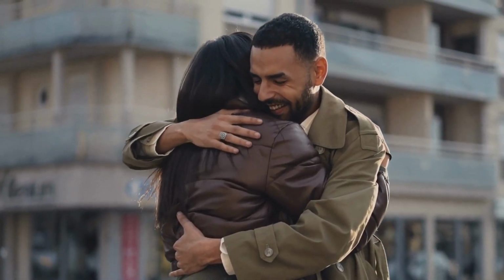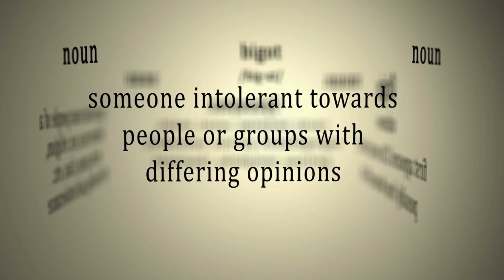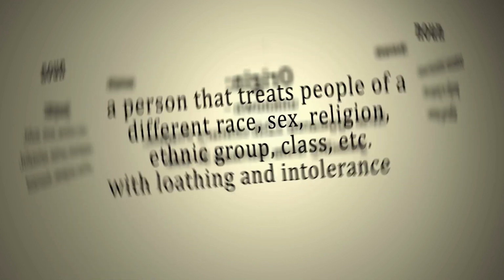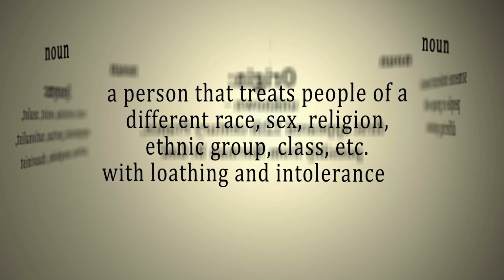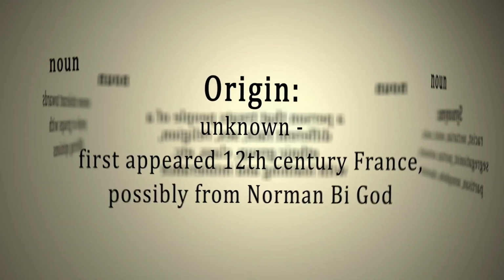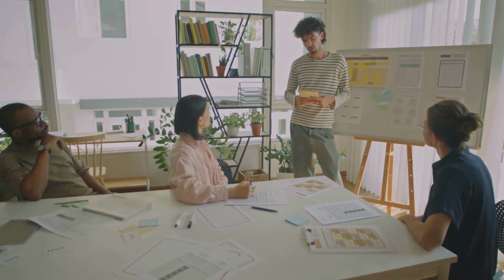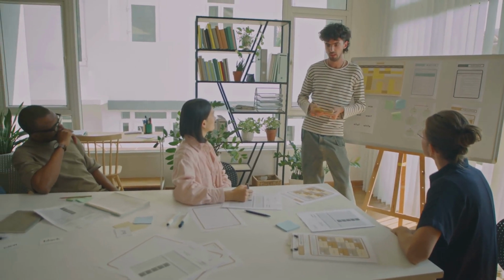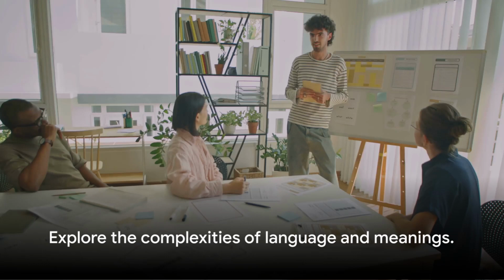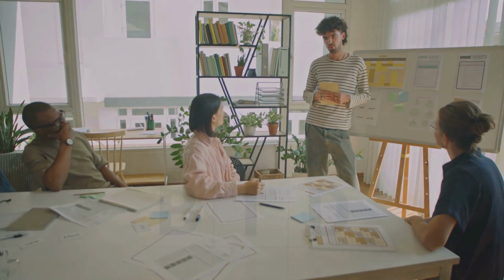Lastly, we have bias. As a noun, bias refers to a prejudice in favor of or against one thing, person, or group compared with another. When used as a verb, bias means to cause to have or show this prejudice. These words are not as straightforward as they may seem, are they?